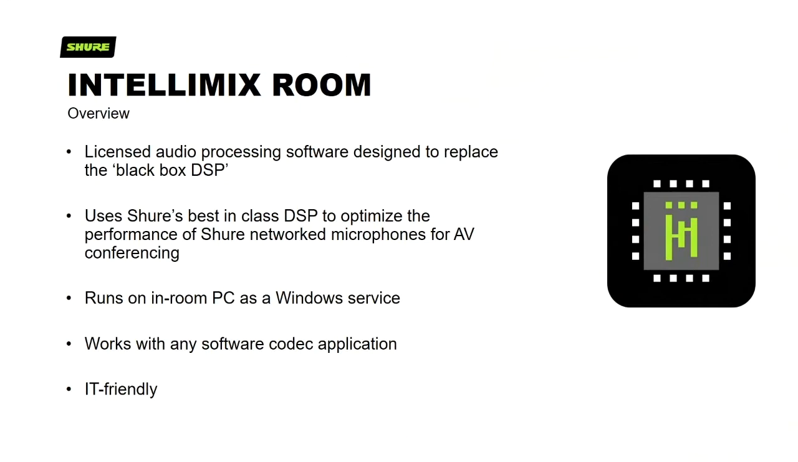The performance of the Intellimix Room has been optimized just the way it was in the P300 and in the 910 when it was built in, to be able to understand the feeds coming in from the Shure networked microphones, whether it is the 310 or the 910. It is designed to run or coexist with the soft codec installed on a PC, whether it is Zoom, Teams, and it has been designed to be IT friendly as well.